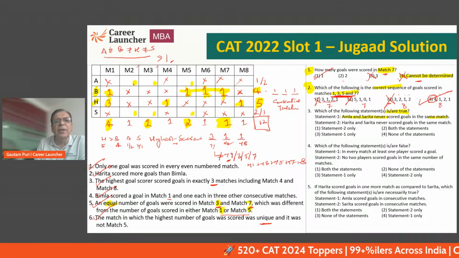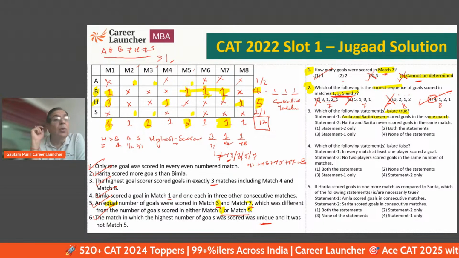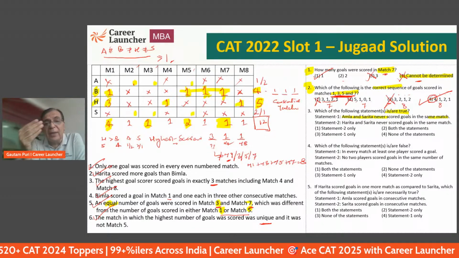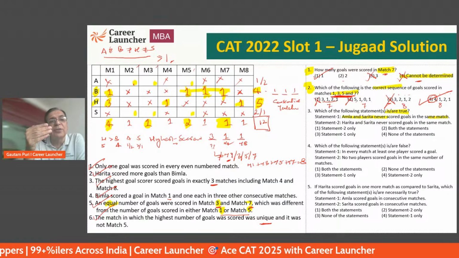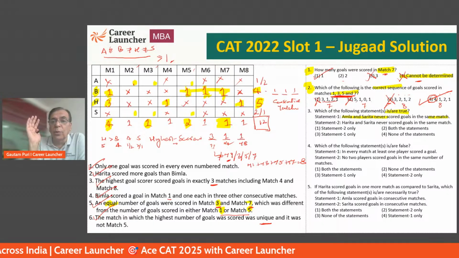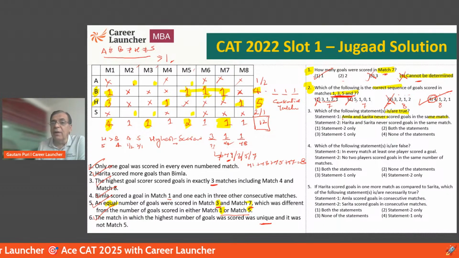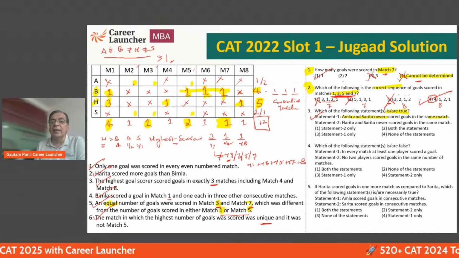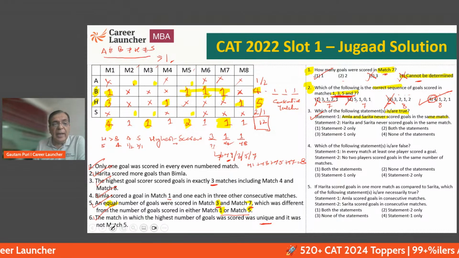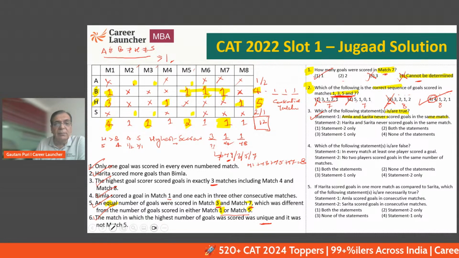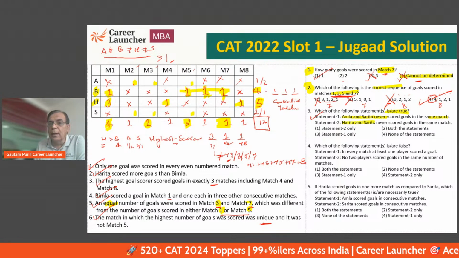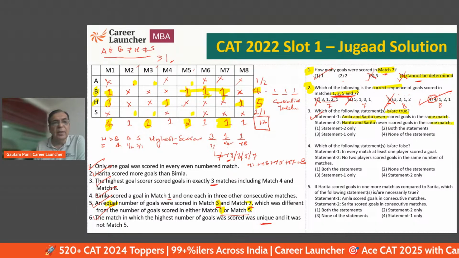Match 2, match 3, match 5. In each of the matches, 1 goal is pending. So if A scores a goal, Amla scores a goal in a particular match, Sarita cannot score a goal. So Amla and Sarita never scored a goal in the same match. Statement is correct. Okay. Statement 2, H and S, Harita and Sarita, never scored a goal in the same match.